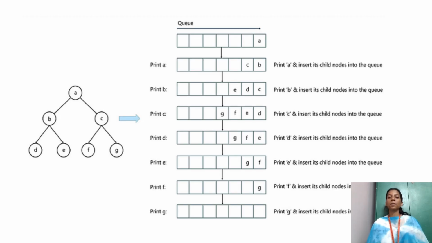First print A. Here it has been a null node, and print A means insertion of the child nodes B and C. It has been inserted. Next, print B means its child nodes, that is D and E. Next, print C means F and G, the child nodes of C, are printed. Next, inserted. Next, D. As D has no child nodes, it goes out of the queue. And the same way with E, F, G. These three also get extracted from the queue and get printed.